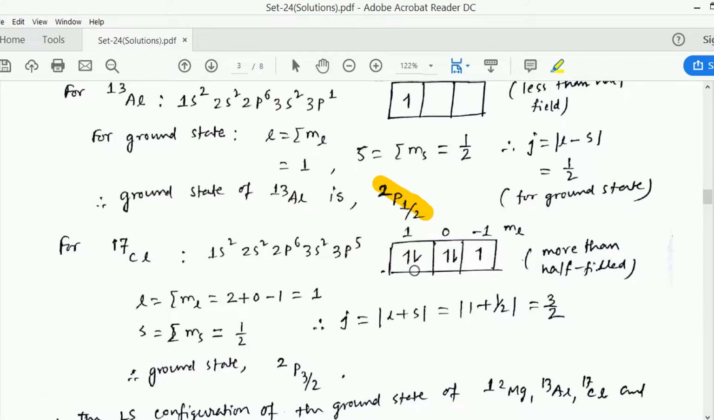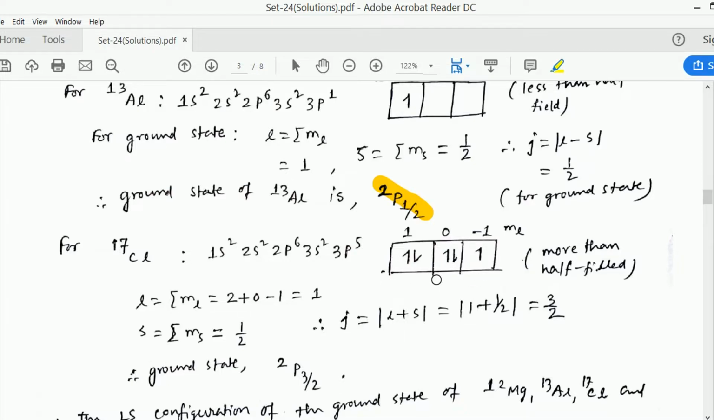So first, according to Hund's rule, one electron will occupy at a time. Electrons fill singly first, then they make pairs. So first, three electrons are covered. Now the fourth one and fifth one will be fitted into this subshell with opposite spin.